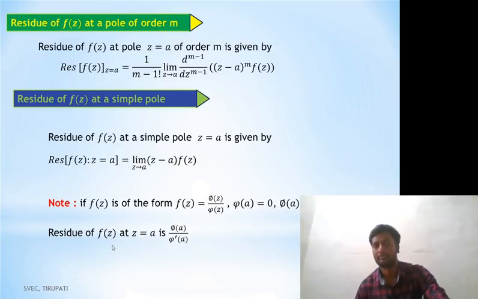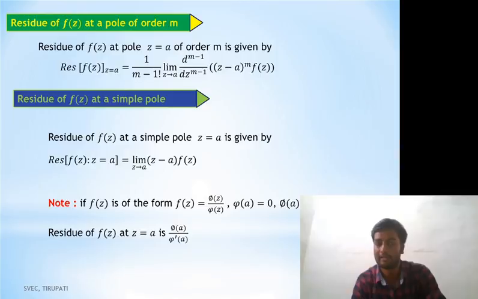Right? Now residue of f of z. Now finding residue. So there are some formulas. Residue of f of z at pole z equal to a of order m is given by residue of f of z at z equal to a equal to 1 by (m minus 1) factorial, limit z tends to a, d power m minus 1 by dz power m minus 1 of (z minus a) whole power m into f of z. Right? So that is your formula. Residue of f of z at a simple pole: simple pole means put m equal to 1. So it is limit z tends to a, (z minus a) into f of z.